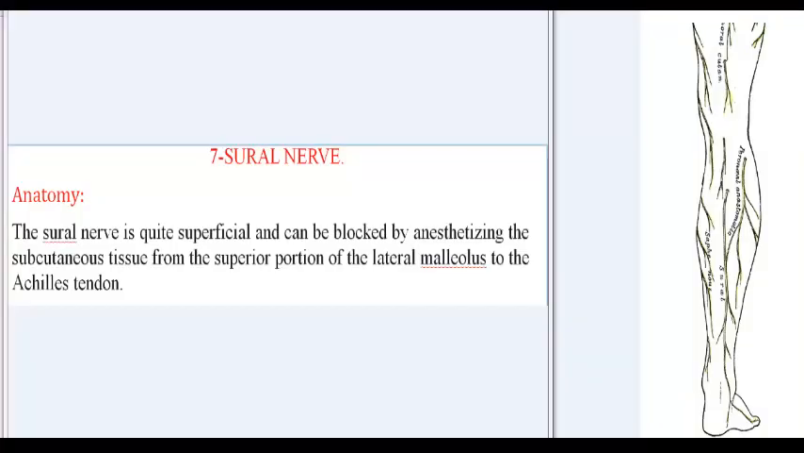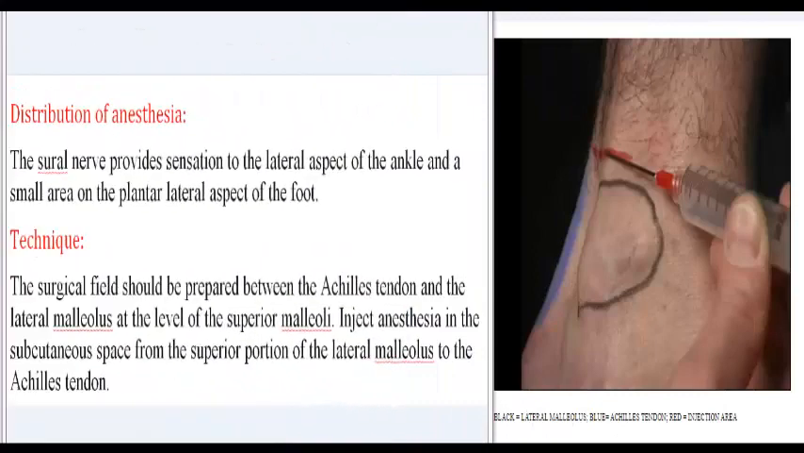7. Sural nerve. Anatomy: the sural nerve is quite superficial and can be blocked by anesthetizing the subcutaneous tissue from the superior portion of the lateral malleolus to the Achilles tendon. Distribution of anesthesia: the sural nerve provides sensation to the lateral aspect of the ankle and a small area on the plantar lateral aspect of the foot.